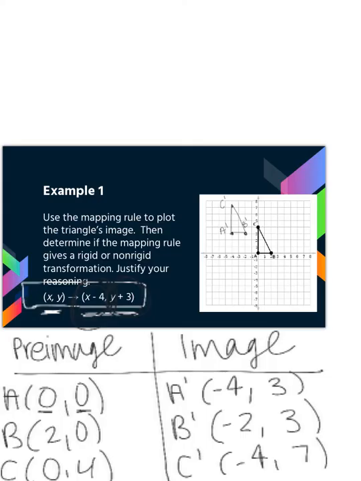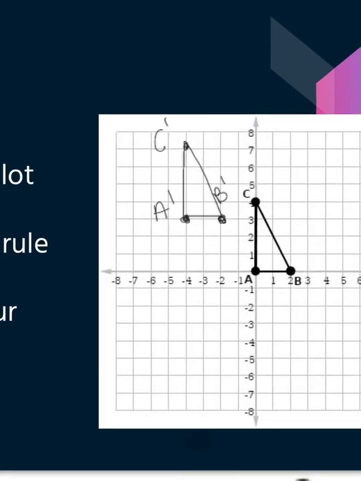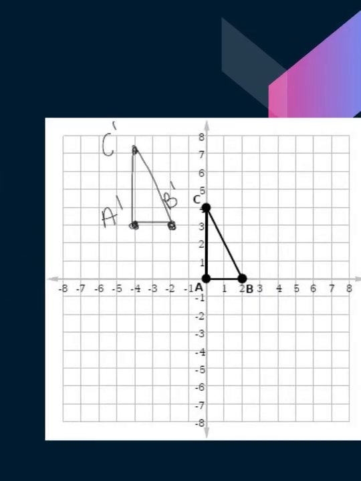I was able to use the mapping rule to plot the triangle's image, A prime, B prime, C prime, but now I have to figure out if this mapping rule gives me a rigid or non-rigid transformation. So notice that the figure I start with, my pre-image, and the figure I end with, the image, they have the same shape and the same size. Therefore, the mapping rule gives us a rigid transformation.